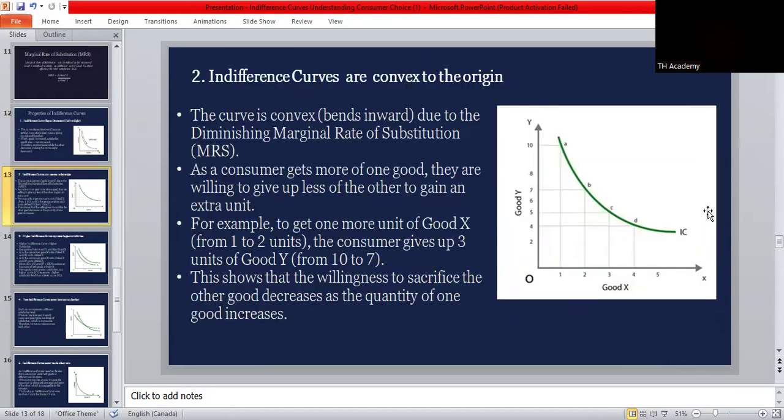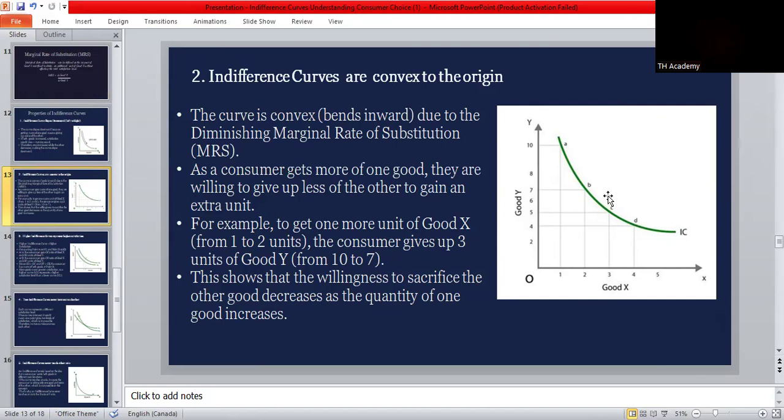The second property is that the indifference curve is convex to the origin. The curve is convex, it bends inward because of the diminishing marginal rate of substitution. It means as the consumer gets more of one good, they are willing to give up less of the other to get one more unit. For example, to move from 1 unit to 2 units of good X, the consumer gives up 3 units of good Y.